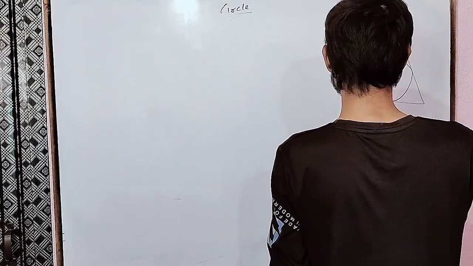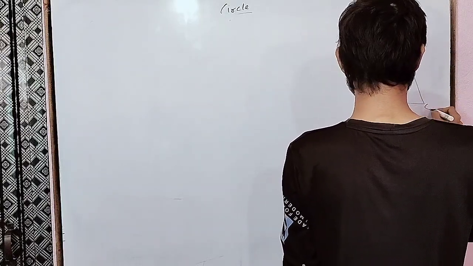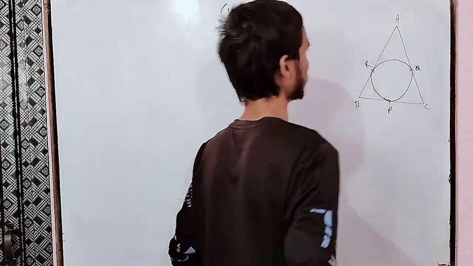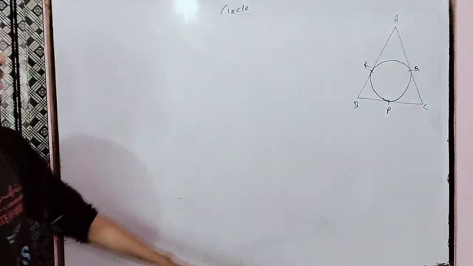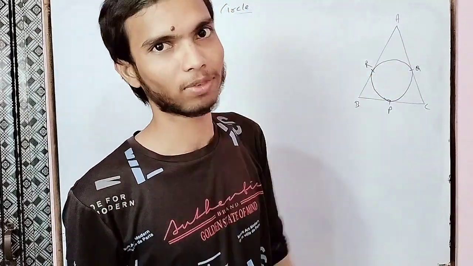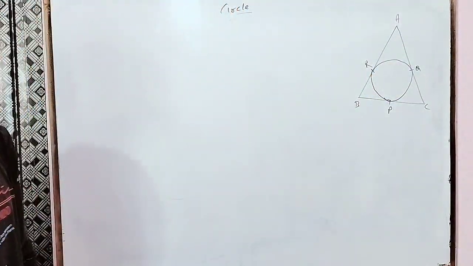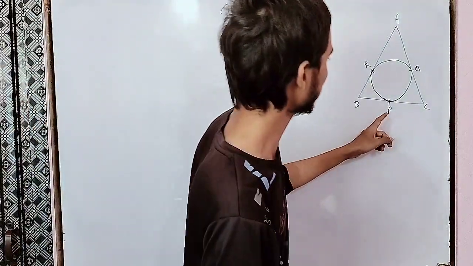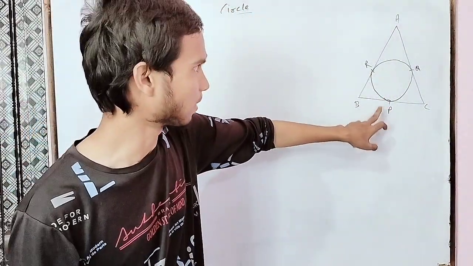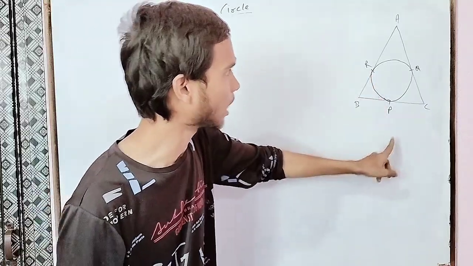Okay, this is A, B, C, and P, Q, R. Here we have a circle, and the circle is inside a triangle. The triangle is ABC, and the circle has three points on its circumference, which are R, P, Q.